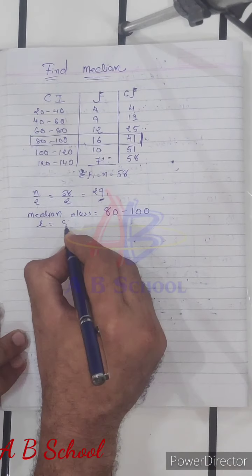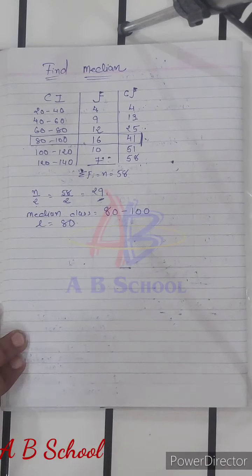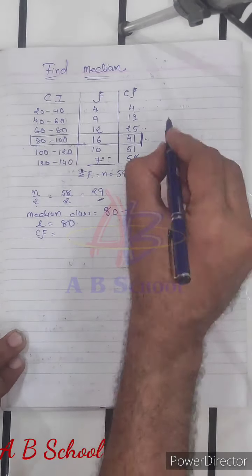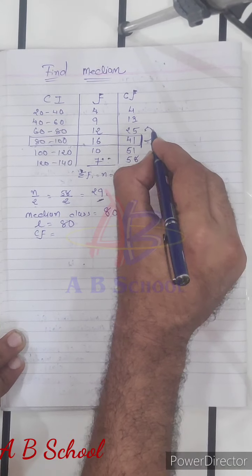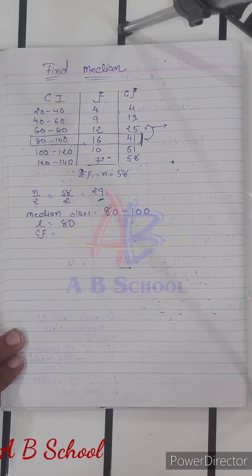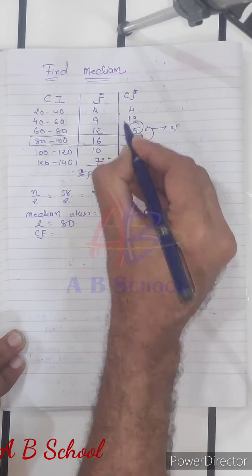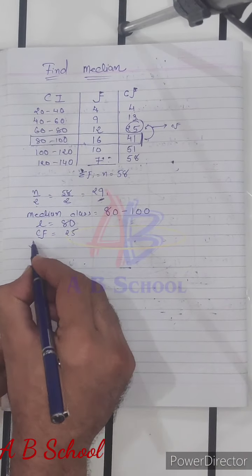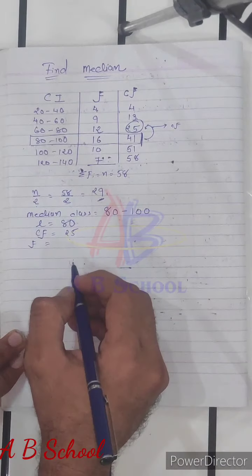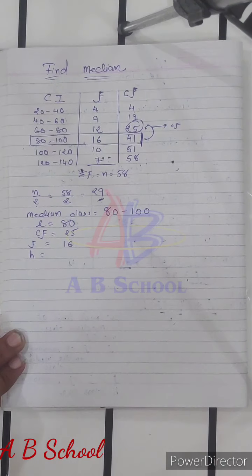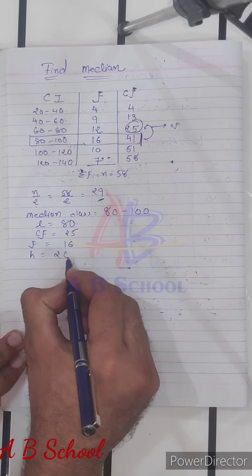L is the lower limit of the median class. N by 2 I have obtained here. CF is the cumulative frequency preceding the median class, so CF is 25. F is the frequency of the median class, which is 16. And H is the upper limit of the median class minus the lower limit of the median class, that is 20.